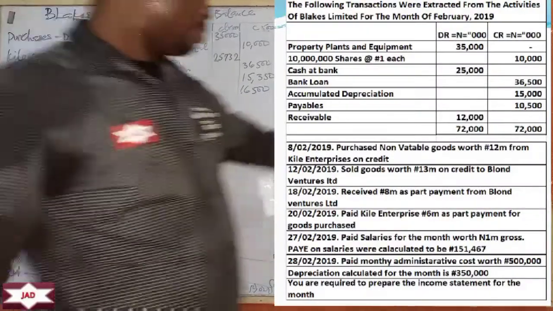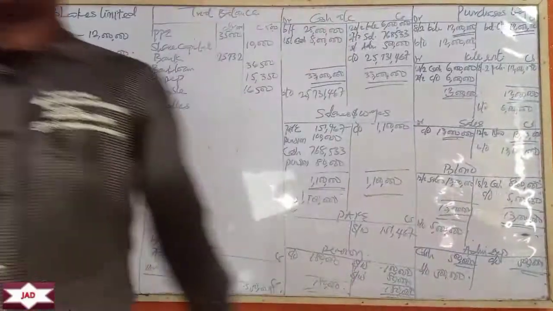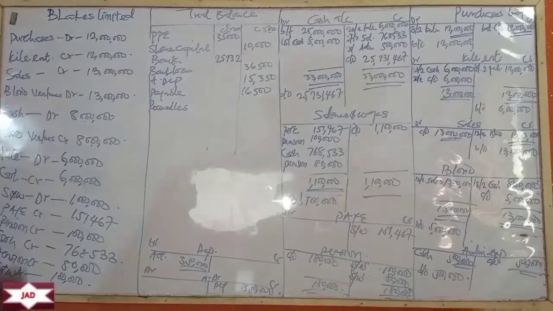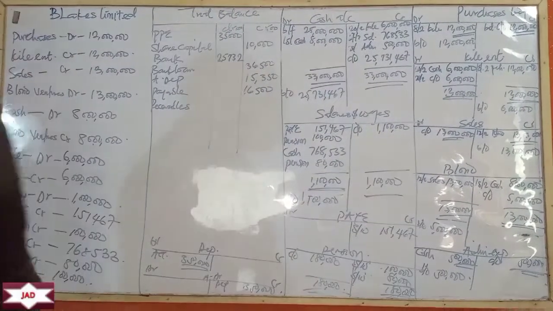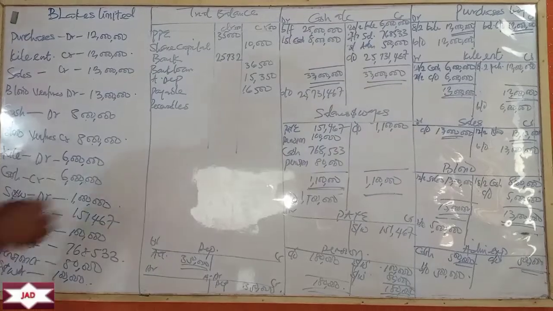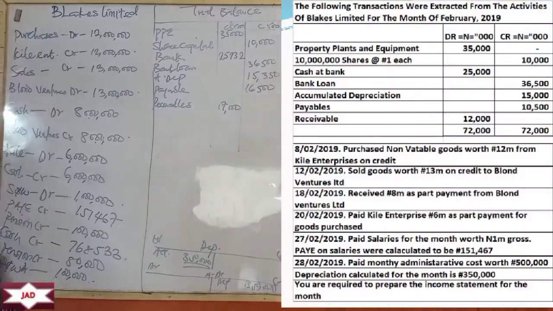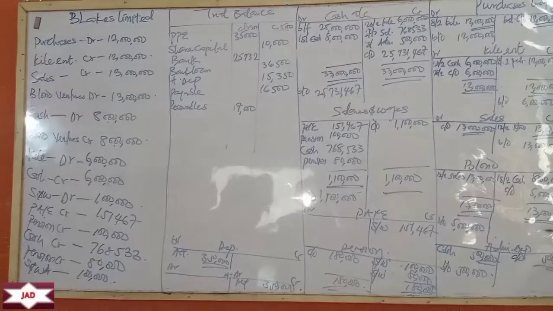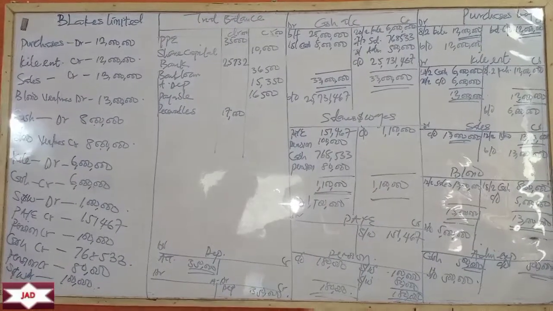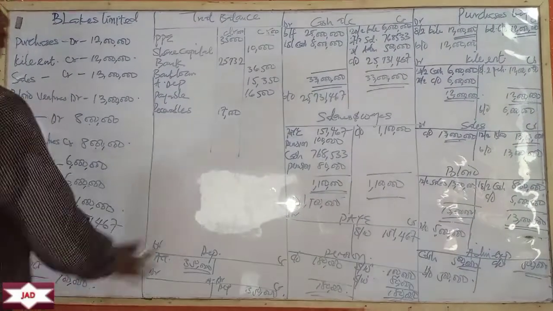Remember Blonde. Blonde is owing us 5 million here. So receivables there is 12 million. 12 million plus 5 million. What do you have? 12 plus 5. That's 17 million. So receivables here will be what? 17 million. Okay, so what other item? That's all. So we pick from here.